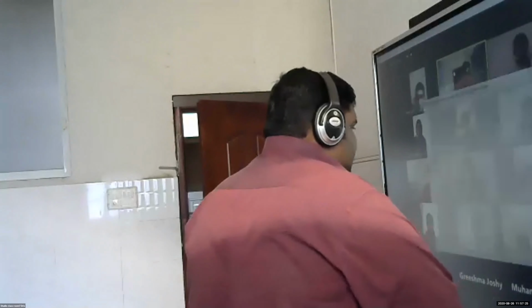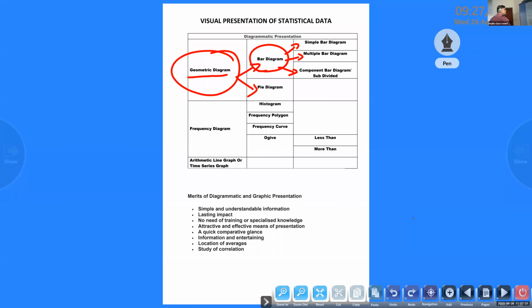We are going to find out the construction methods of a simple bar diagram. But first, you want to understand one thing: what are the merits and demerits of diagrammatic and graphic presentation? Many merits are there. Diagrammatic presentation is simple and understandable. Whether it is a bar diagram, multiple bar diagram, pie diagram, histogram, frequency polygon, frequency ogive, or arithmetic line graph, the information is easy to understand. These diagrams convey the message more easily to people.